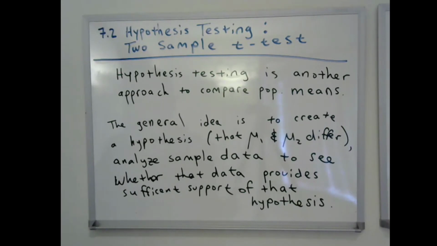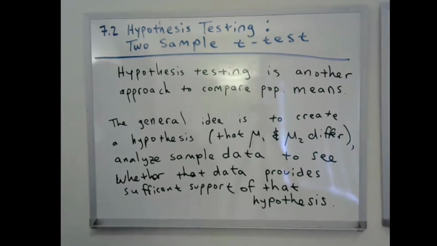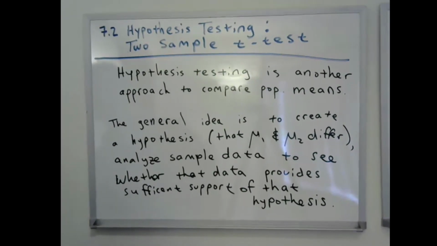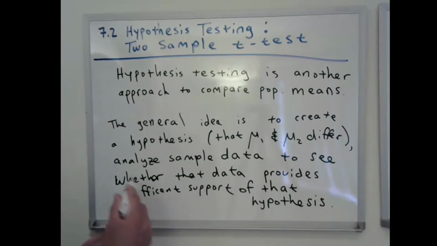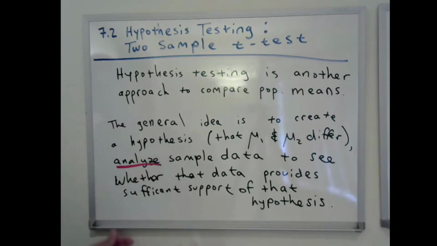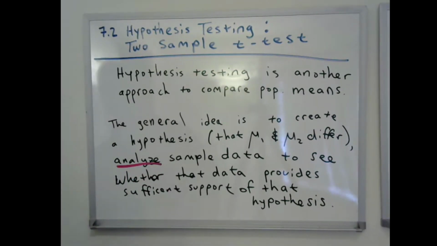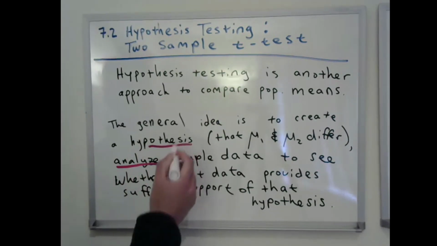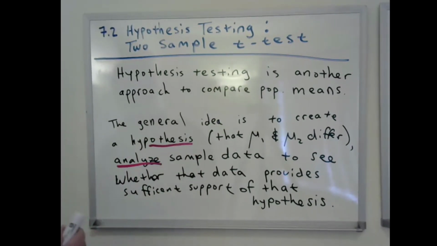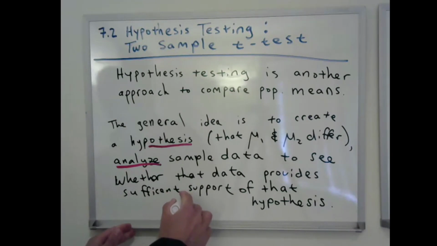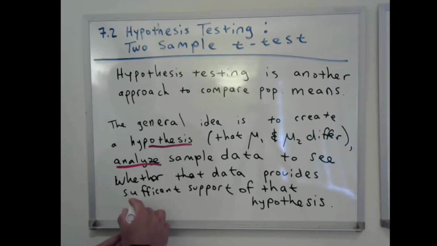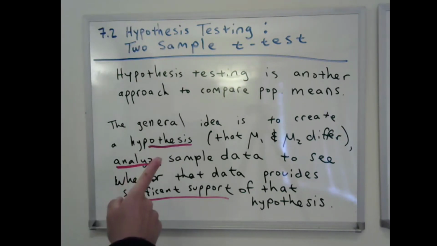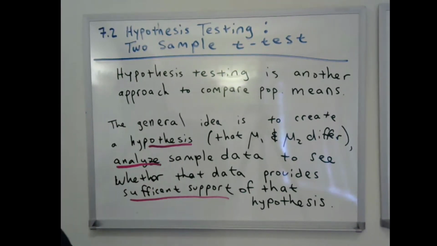So that's going to conclude this video, and in the next video we're going to see the steps required to perform this analysis. So there's going to be some formulas. We're going to see how we construct this hypothesis, and what it really means when we say that there is sufficient support. Because notice I didn't say the word prove, not in this written statement at least.